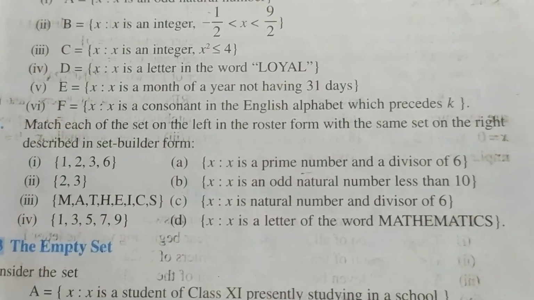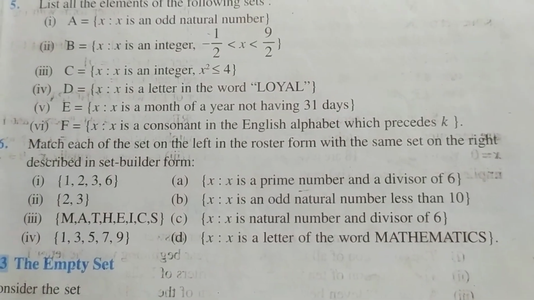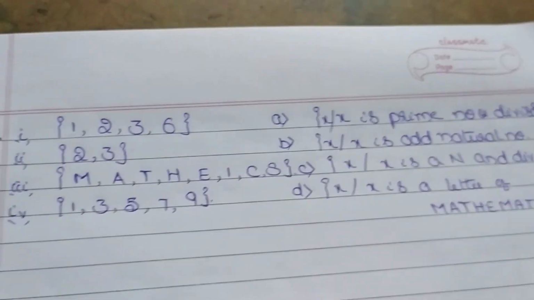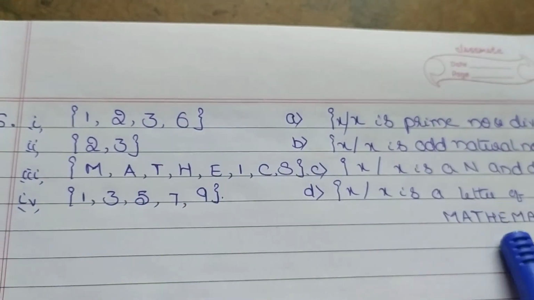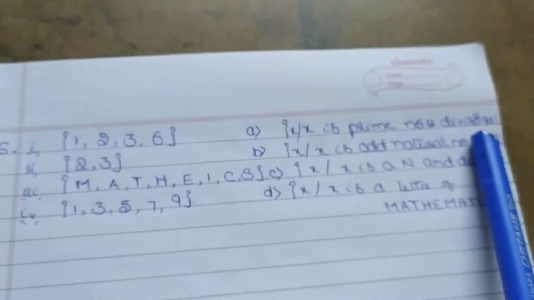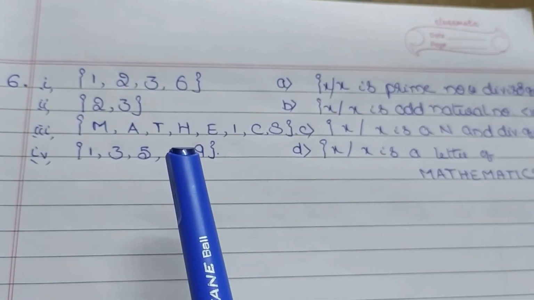Next, the sixth question. What is the sixth question? Match each of the sets on the left in the roster form with the same set on the right described in the set builder form. So we should match them. They gave two columns here. We have to match them. So we'll read the set builder form and we'll match with the roster form.